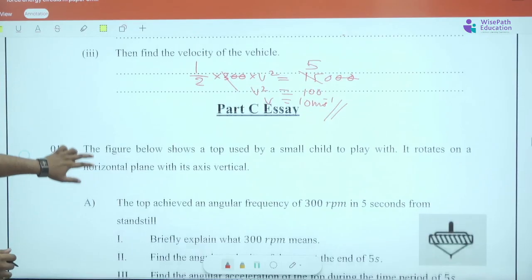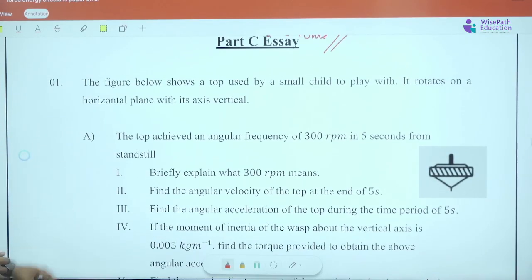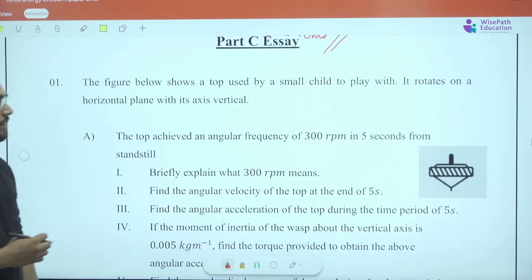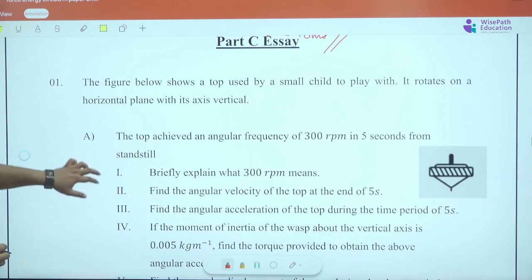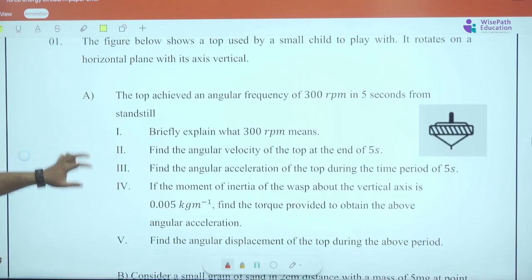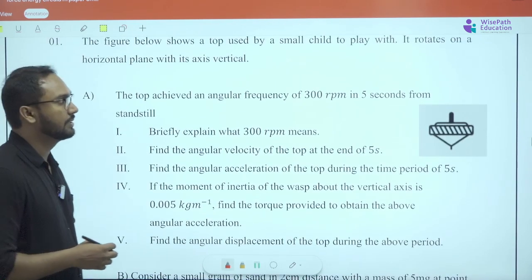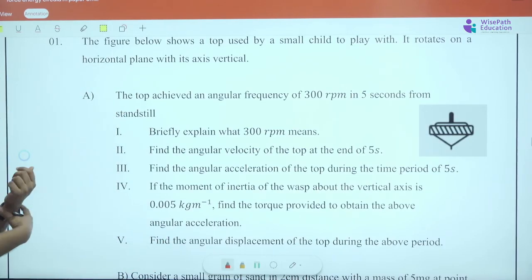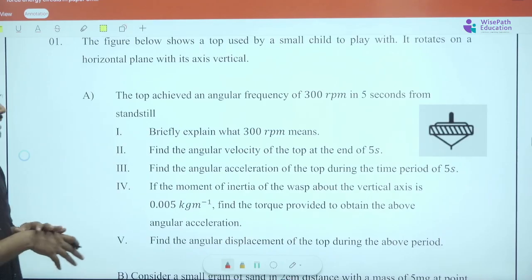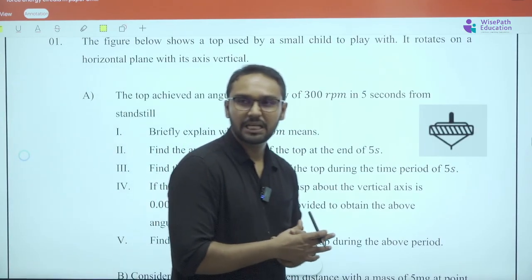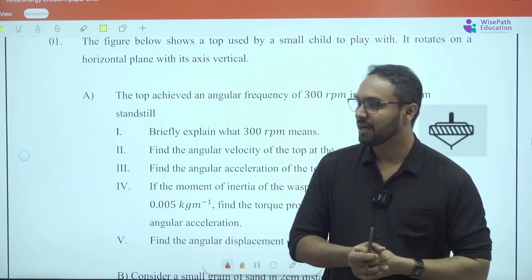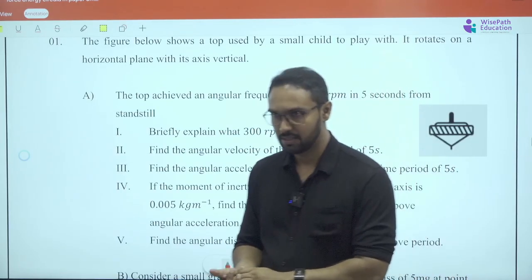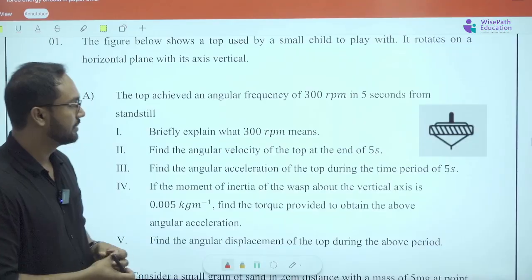Right, part C essay. Come to this one. The figure below shows a top used by a small child to play with. It rotates on a horizontal plane with its axis vertical. The top achieved an angular frequency of 300 rpm in 5 seconds from standstill, right? Briefly explain what 300 rpm means. It means it rotates 300 revolutions per minute of time. Yes, simple as that.